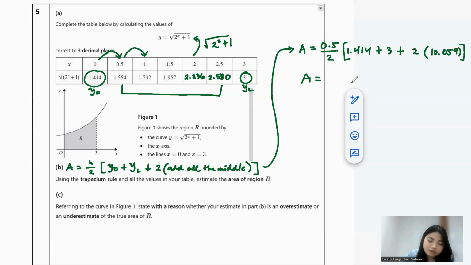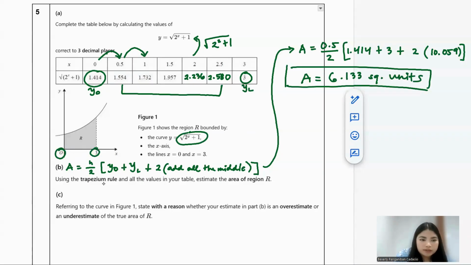Give me the A. You can put it directly in your calculator, but please be careful with your parentheses. You need to perform this one first before multiplying it by 0.5 over 2. That's the common mistake of students. Please don't forget your parentheses. And the answer will be 6.133 square units.